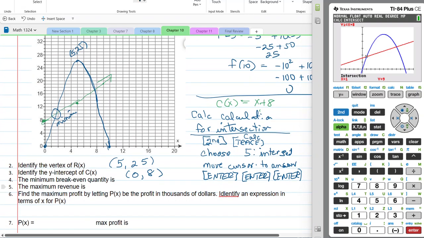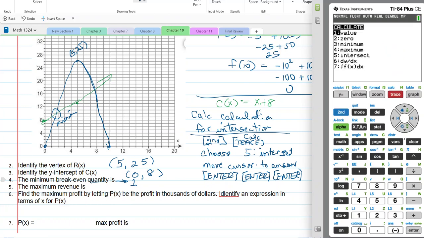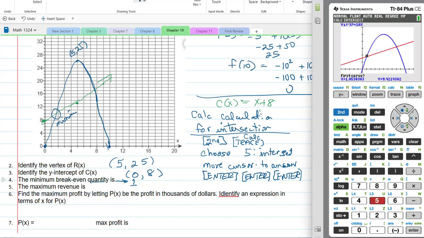The minimum break-even quantity, the quantity, that's how many to produce, is 1. Now find the maximum revenue. That was the minimum break-even quantity. They said quantity, so that's X. How many you make is X. The answer to the money is Y. So we're going to do second calc, number 5, intersect, and we're going to move our cursor to the opposite side, because we want the max, and that would be the max.